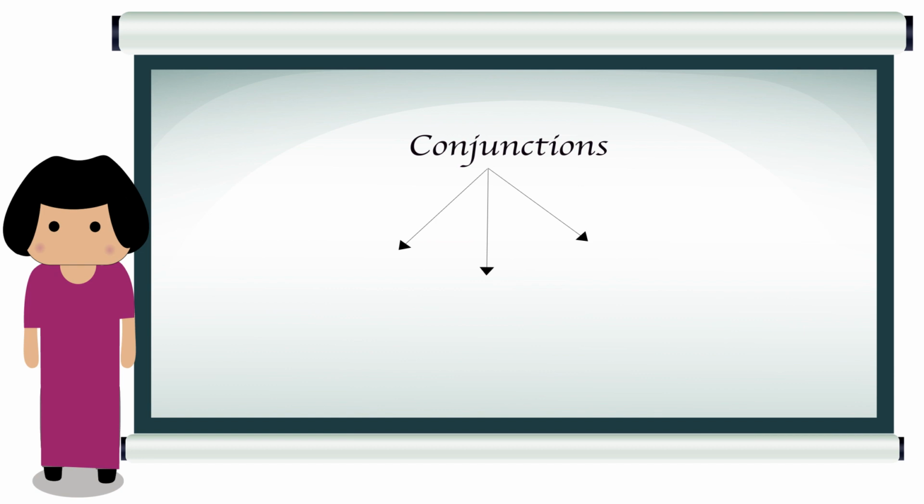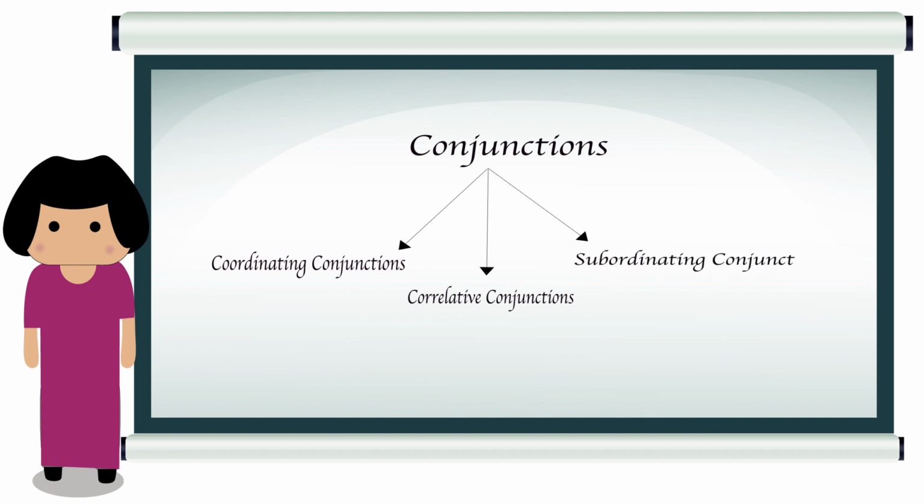The first one is coordinating conjunction. The second one is correlative conjunction. And the third one, subordinating conjunction. In today's material, we only focus on coordinating conjunction.